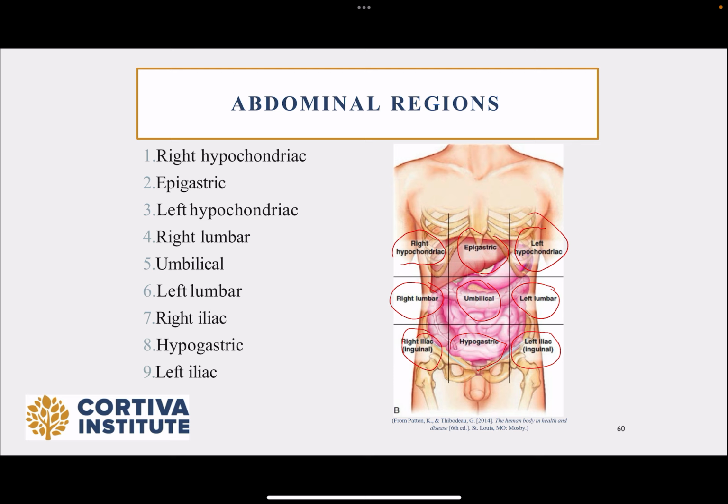For instance, in the hypogastric, for women, our uterus is going to be here, and our urinary bladder is going to be here. In the inguinal areas, left and right inguinal, we'll have our ovaries. As far as muscle goes, this is where you're going to have a bit of the psoas. Now, in the umbilical region, that's where we have more of the intestines.